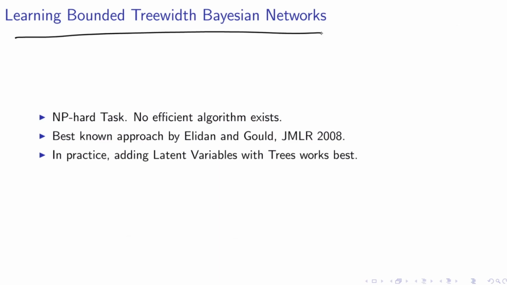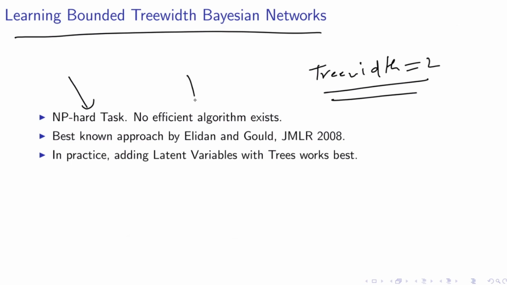What about bounded treewidth Bayesian networks? It turns out that learning even treewidth two networks is an NP-hard task, and therefore there is no hope for any efficient algorithm to exist. The best known approach for learning Bayesian networks having treewidth larger than 1 is by Elidan and Gould, which appears in the Journal of Machine Learning Research, and it's a nice article from 2008.